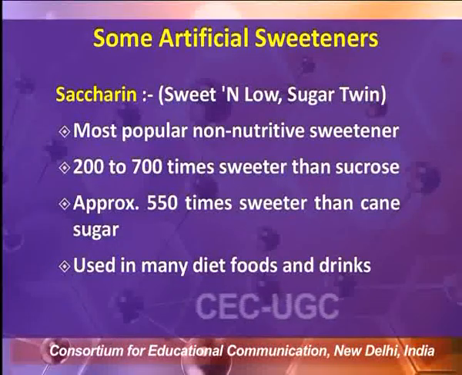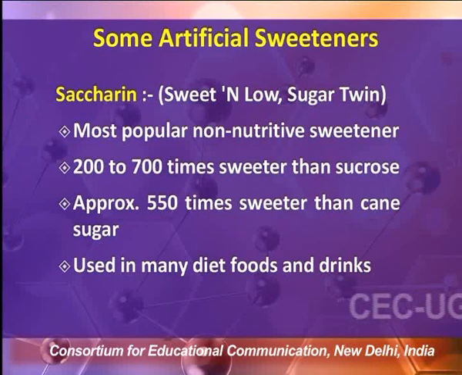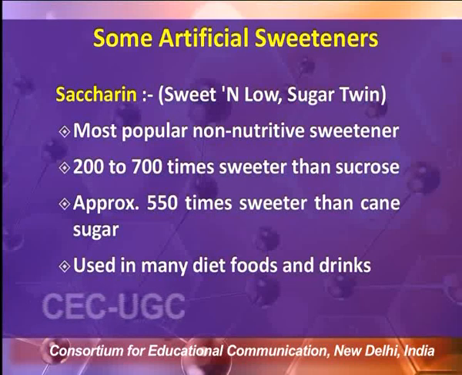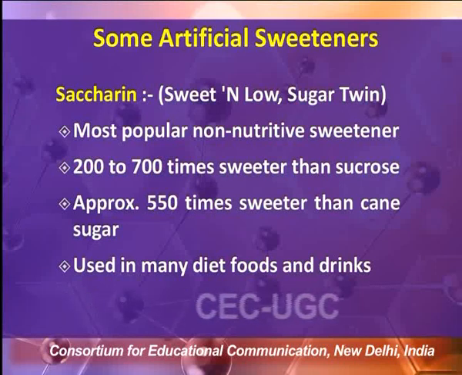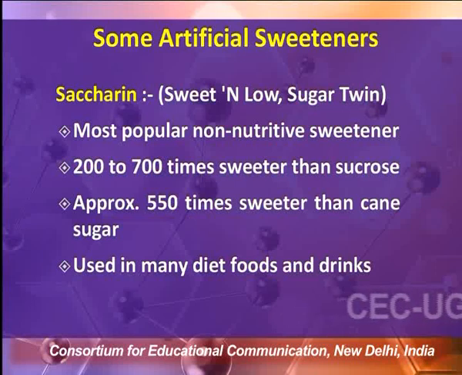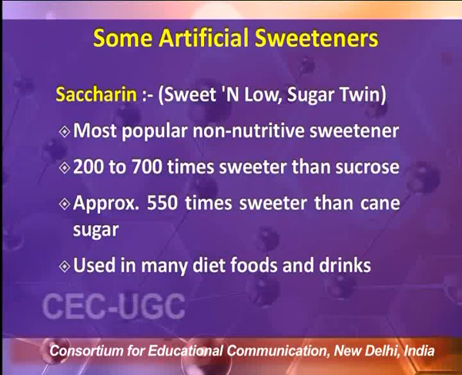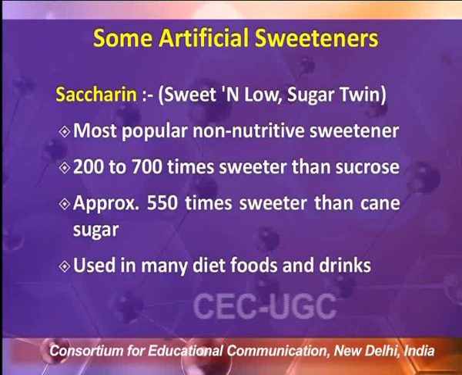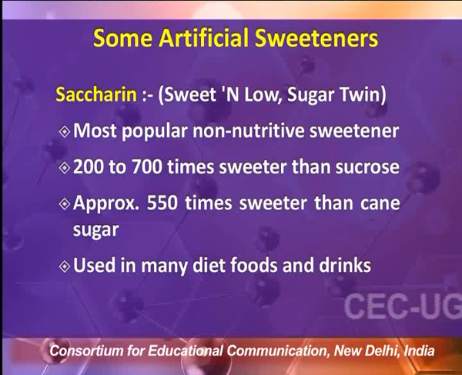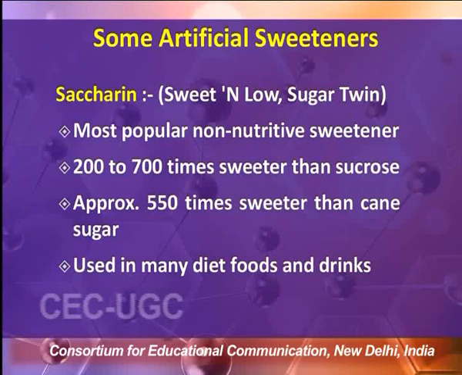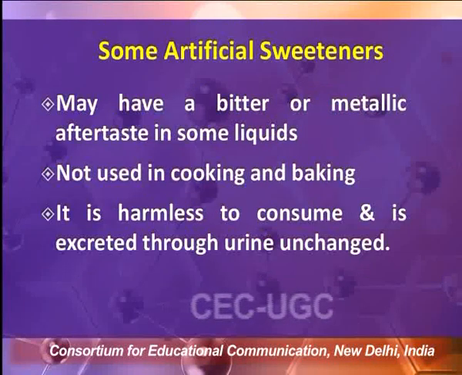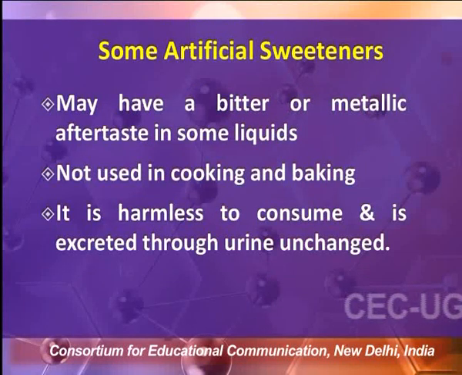Number one is saccharine, which is sometimes available under the name Sweet'N Low or Sugar Twin. It is the most popular non-nutritive sweetener, 200 to 700 times sweeter than sucrose, approximately 550 times sweeter than cane sugar, and it is used in many diet foods and drinks because a small quantity of it will make our food item very sweet. They may have a bitter or metallic aftertaste in some liquids.